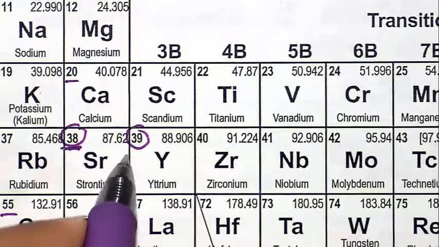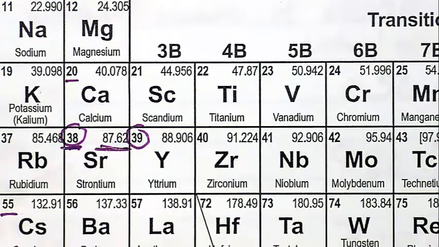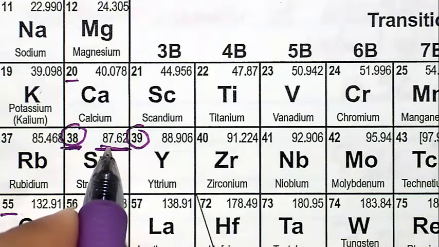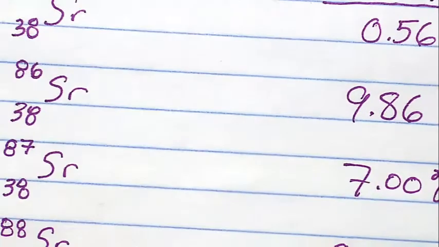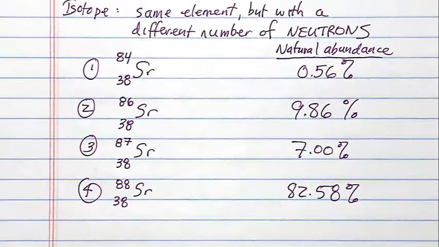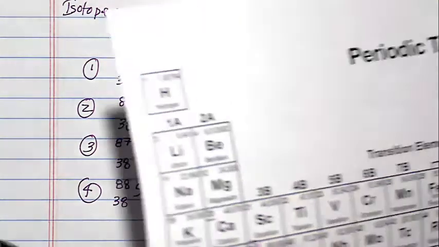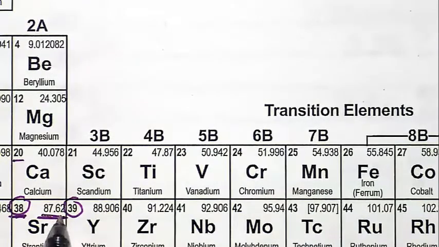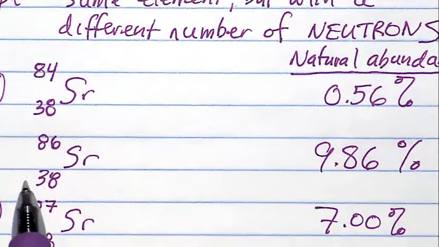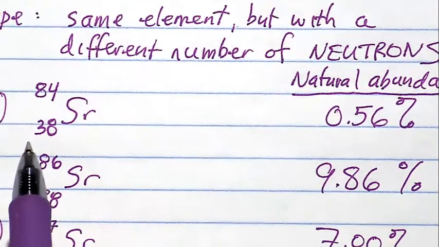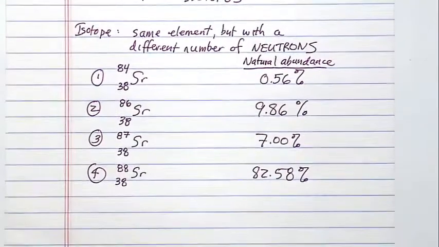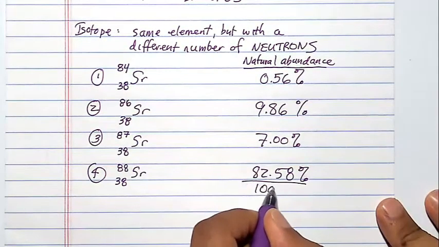And you can actually see here, if you look at strontium and look at its atomic weight, it is actually an average of all those isotopes. So 87.62 is very close to 88, and that's because the 88 form is present at 82.5%, while the rest of the contribution towards this molecular weight of strontium comes in the form of 7% strontium-87, 9.86% strontium-86, and very little of that contribution comes from 0.56% strontium-84. So if you add up all these numbers, you actually will get 100%.